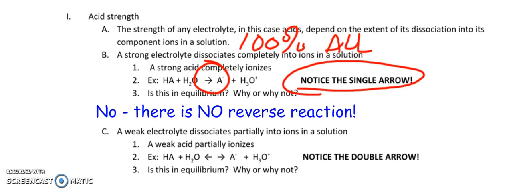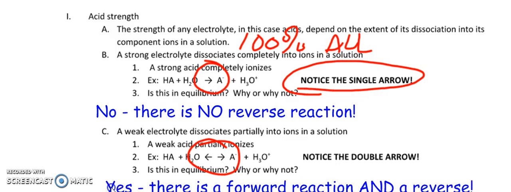Okay? So what about the opposite of a strong acid? What about a weak acid or a weak electrolyte? It will dissociate partially. Well, what does that mean? Not 100%, not all of it. Some of it will stay intact. Only some of them will split up. So a weak acid will partially ionize. And what are you going to notice here? Notice you have a double arrow. What does that double arrow mean? Well, is this in equilibrium? Why or why not? Well, what do you think? Maybe more importantly, what do you think and why?